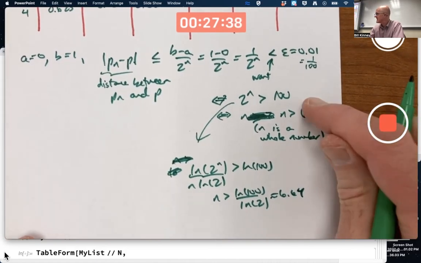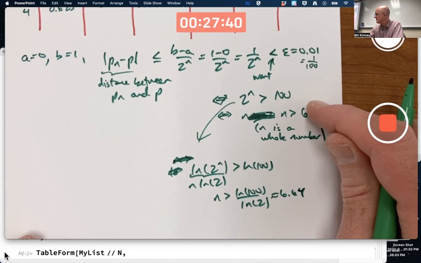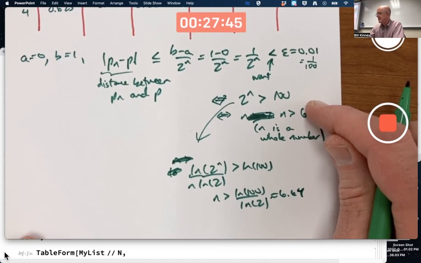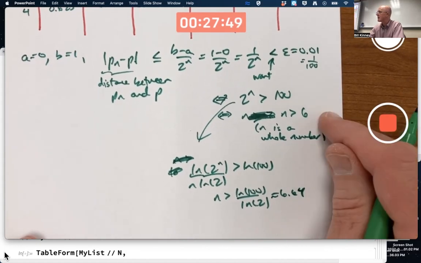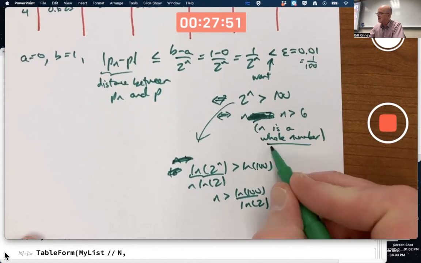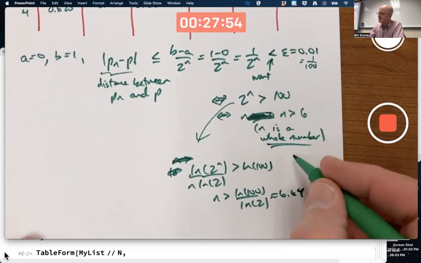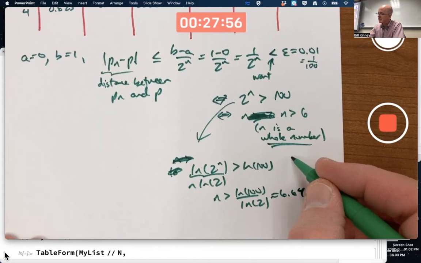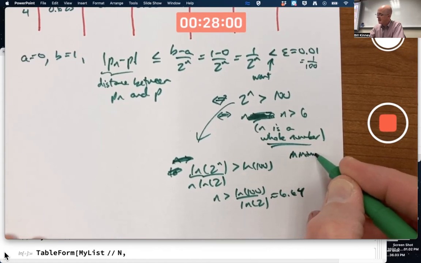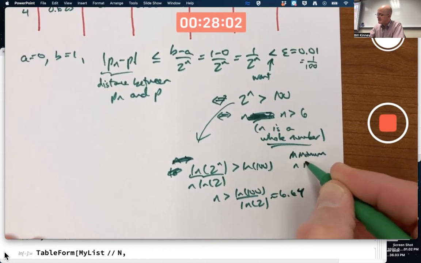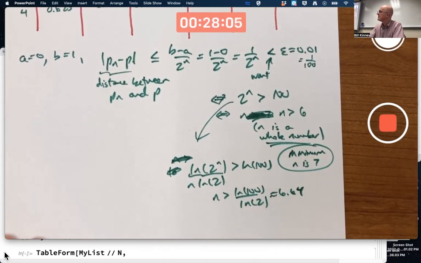We know n equals 7 is good enough. Oh, well, we did already. 2 to the 7th is 128. There's a more precise answer to the solution set of this inequality, but n is a whole number, so we can use this. And so the minimum value of n that gets within 0.01 is 7. 7 steps will guarantee that we're within 0.01.